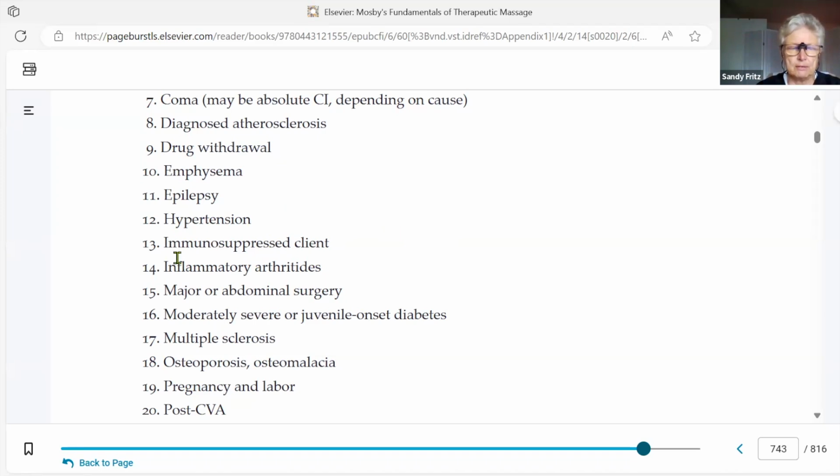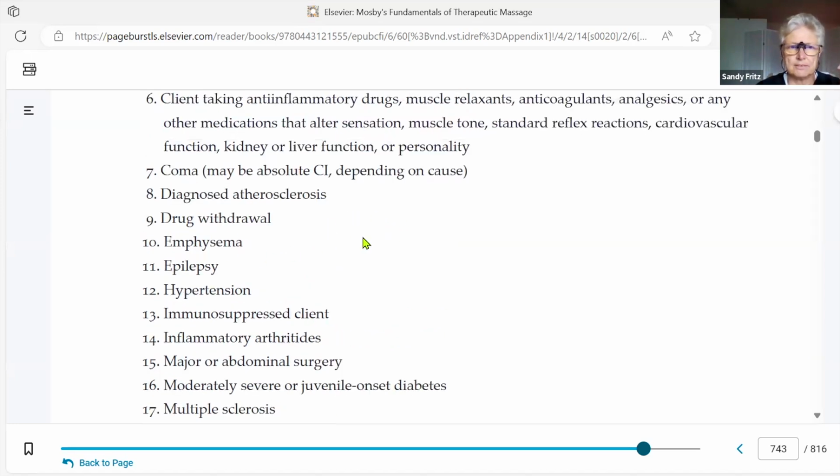So, for example, if you have an immune suppressed client, you're going to have to be extra attentive to safety and sanitation and hygiene. And potentially this is where you would wear gloves and a mask. If somebody has emphysema, it may be that they can't lay on their stomach, so in the prone position.